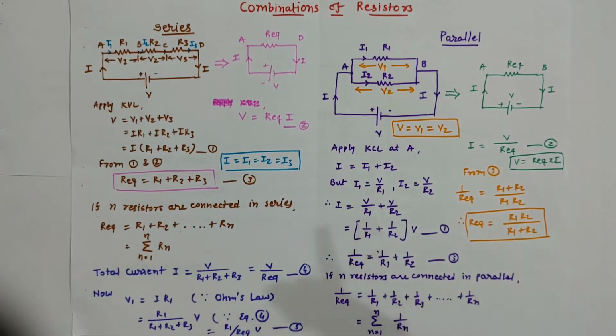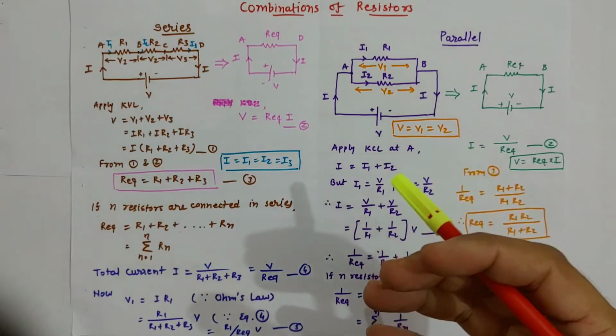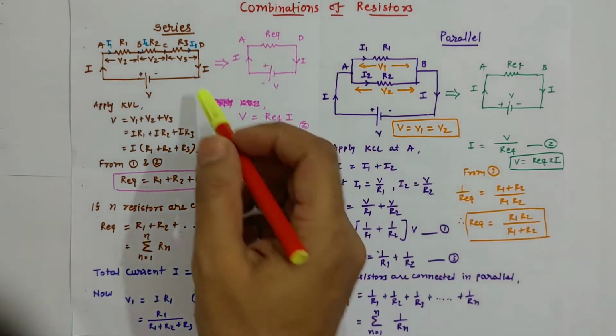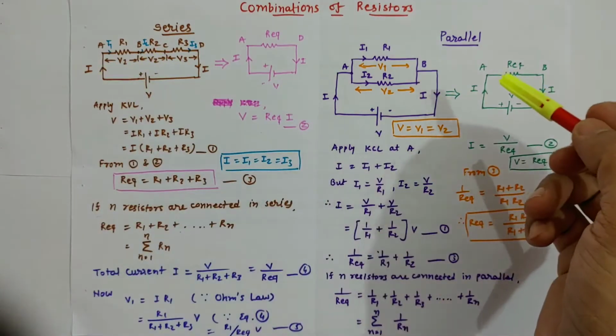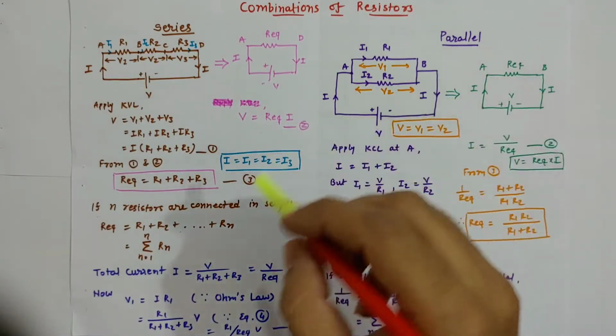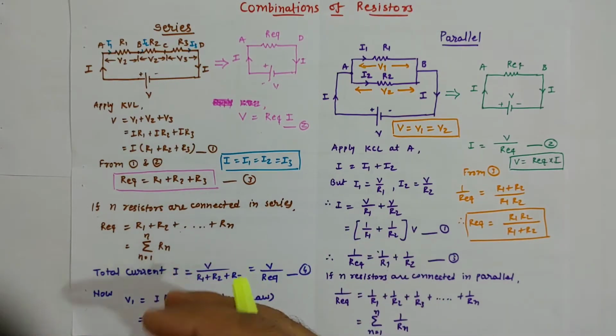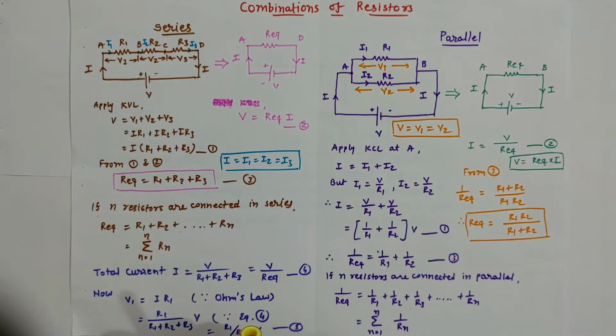So we can solve these connections for the simplification of the networks. That means we can simplify the series connection and we can simplify the parallel connection so that we can find our desired values. So let us first study the series connection.